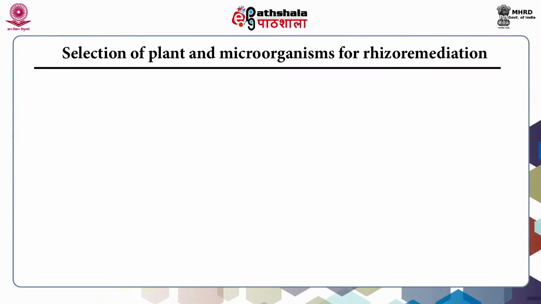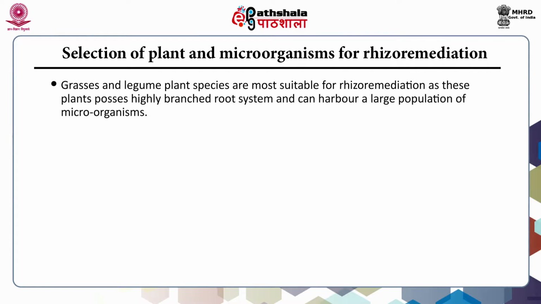Now, let us see how you select a plant and microorganisms to perform rhizoremediation. Generally they say grasses and legumes can be the most suitable species for rhizoremediation, because they possess a highly branched root system which can support the growth of a large population of microorganisms.